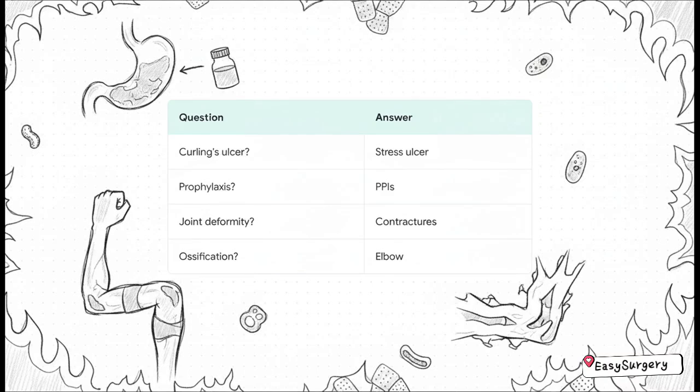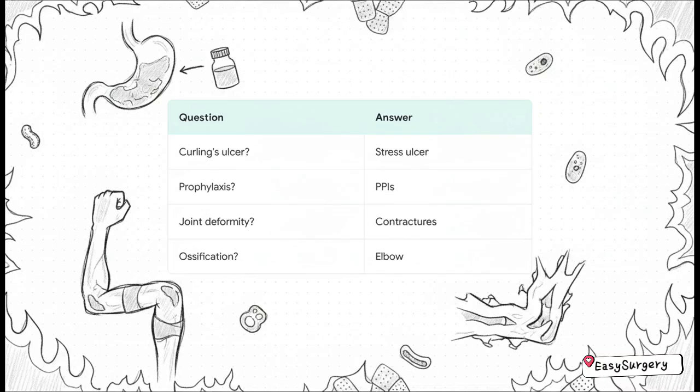Deep partial thickness burns. Question 13. What's the late complication that causes joint deformity? Contractures. Question 15. Why is burn sepsis so incredibly hard to diagnose? Because of the patient's baseline hypermetabolism and inflammatory response.